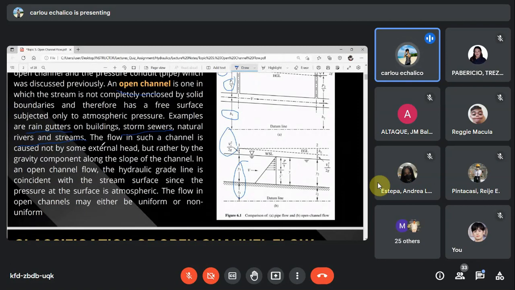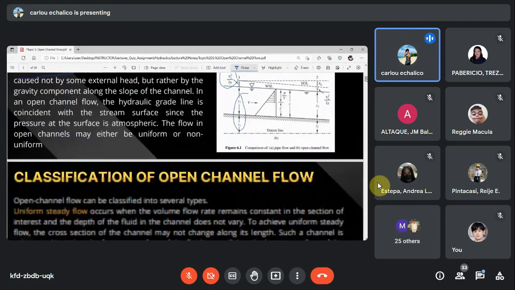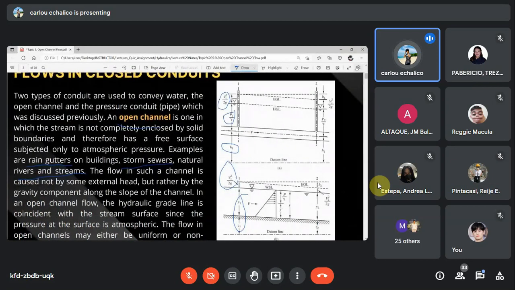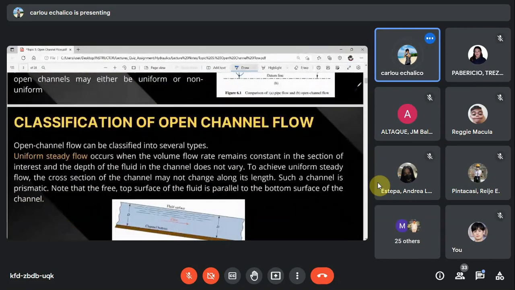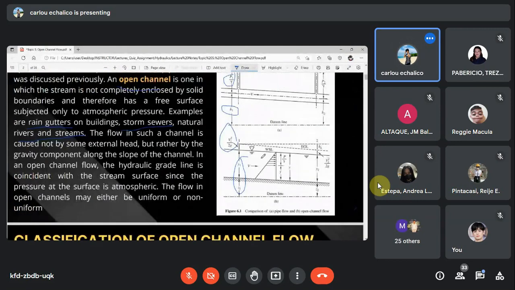characterized as open channels. So the flow in open channels is not caused by some external head, but rather by the gravity component along the slope of the channel. So ang magpa-flow lang sa tong channel, wala tayong mga external head unlike sa closed conduits. Wala tayong mga energy added para mag-flow ang ato ang liquid. But sa open channel, it is only driven by the gravity of the fluid.